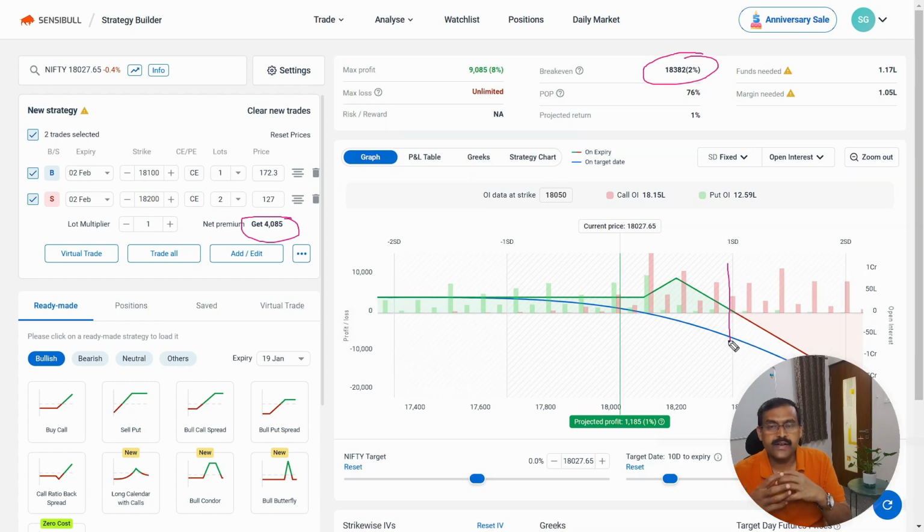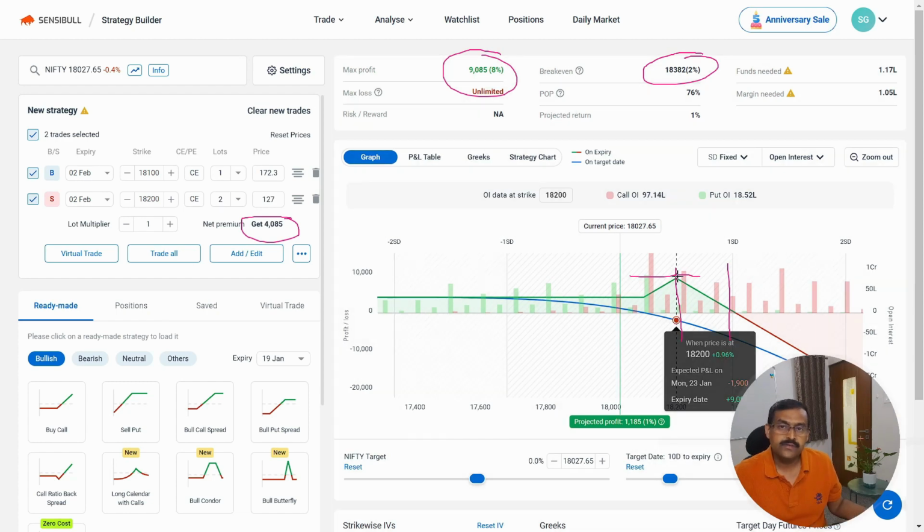You take the credit and you are expecting the market to go down so that you can keep the credit that is received. Or even if the market goes up and expires below the breakeven point, you will make the maximum profit. The maximum profit is 9,085 rupees when it expires exactly at 18,200.